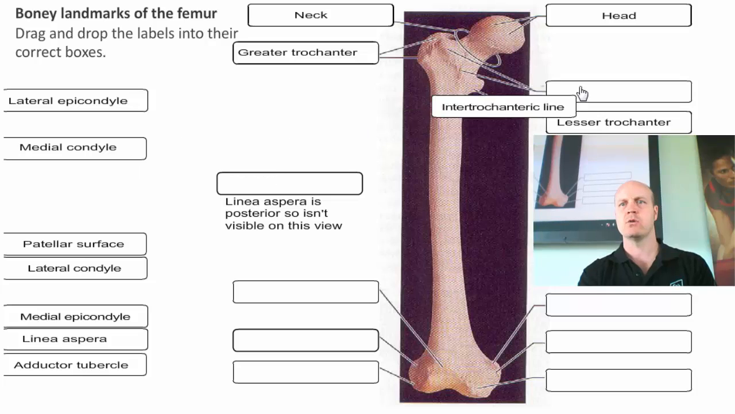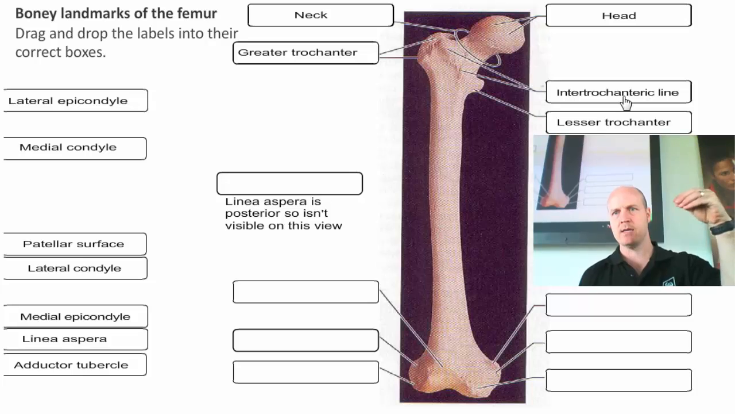Then we've got this line running between the trochanters, so let's call that the intertrochanteric line. Inter means between, the trochanters line.